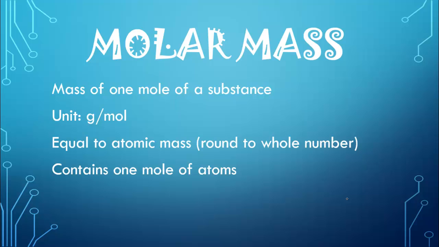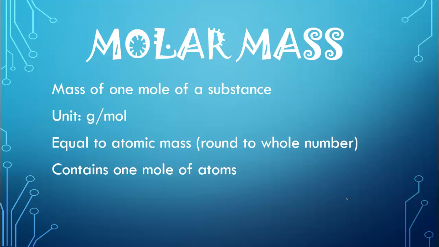You don't have to do anything else except look up the number. The numbers are going to be the same whether I'm asking you for the atomic mass or the molar mass. The number is still the same. The only thing that has changed is the unit. Atomic mass would be AMU, molar mass would be grams per mole.